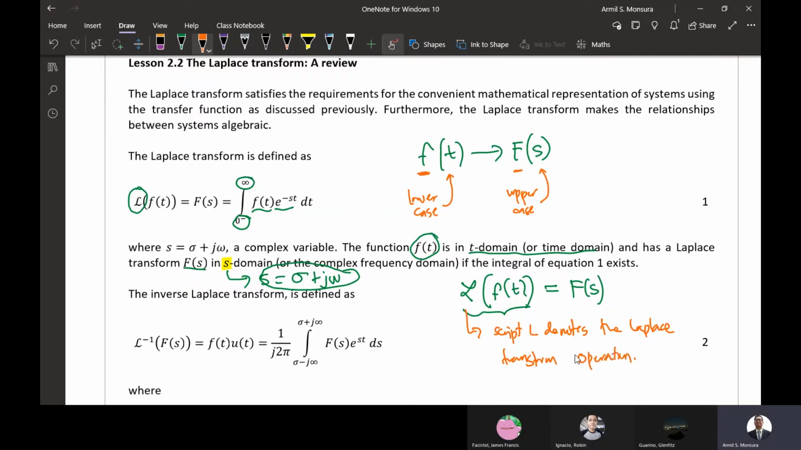Wait lang class, may nababother lang ako sa buhok ko. Wait lang.